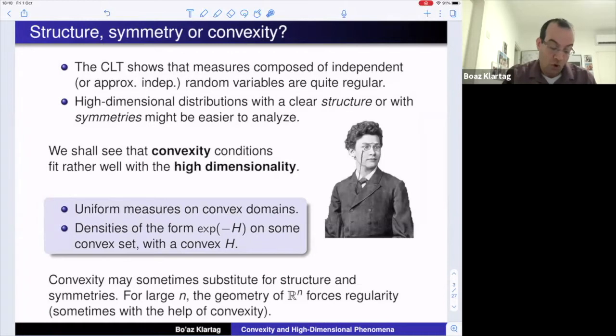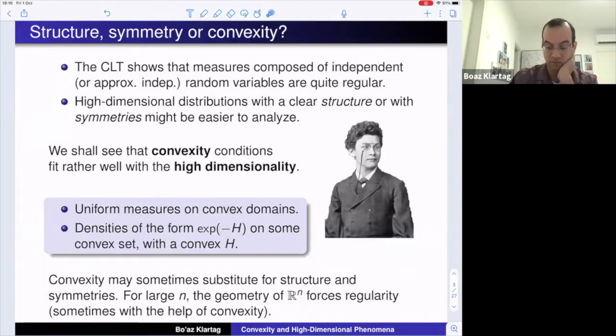We hope to show you that for large dimension n, the geometry of R^n enforces some regularity, and with the help of convexity you can harness this to formulate some non-trivial statements. Or this is at least the big plan. These are rather general words, so I guess it's better to look at some example.